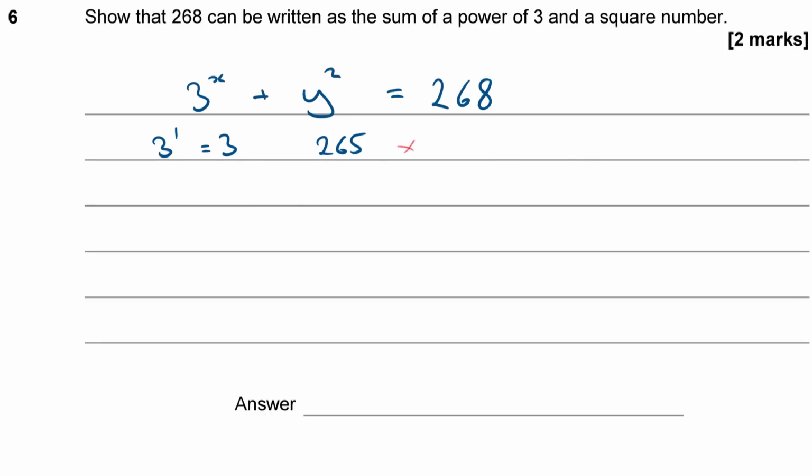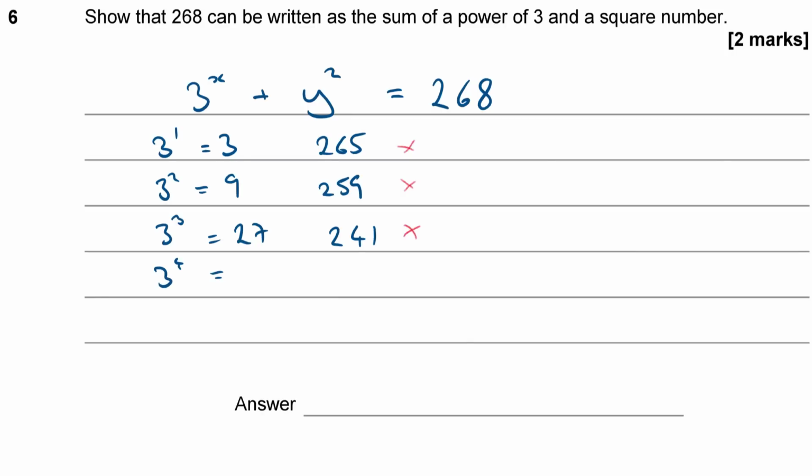So the next power of 3 is 3 squared, which is 9. And 268 subtract 9 is 259. Again, is 259 a square number? It's not one I recognize. So let's carry on with this process. So 3 cubed is 27. 268 less 27 is 241. Now I kind of know all the square numbers, and these aren't square numbers that I recognize, so I'm just going to carry on.